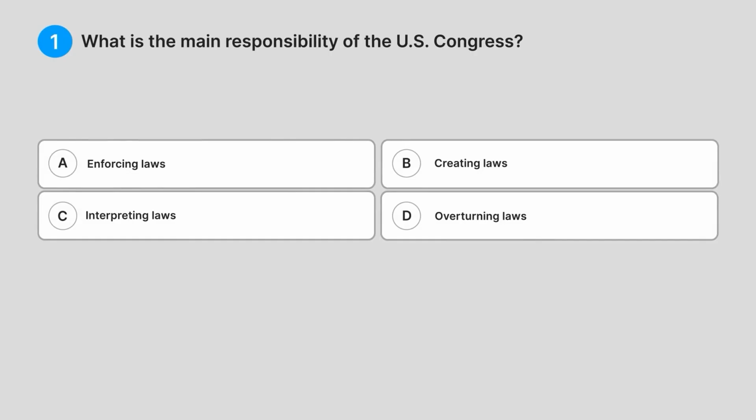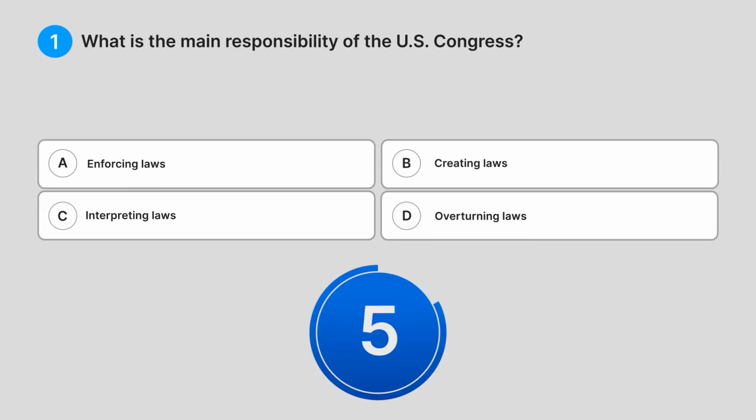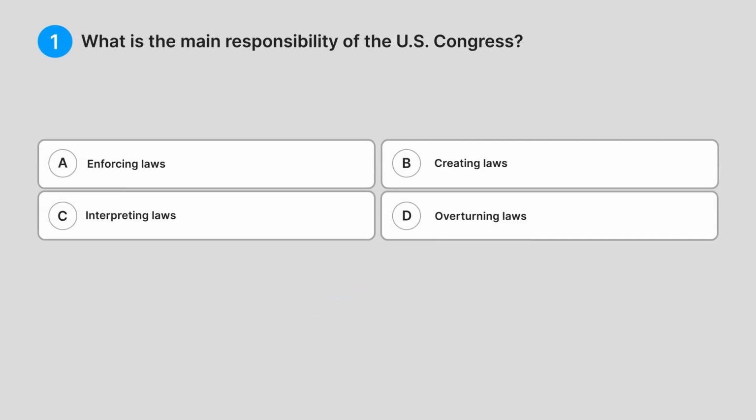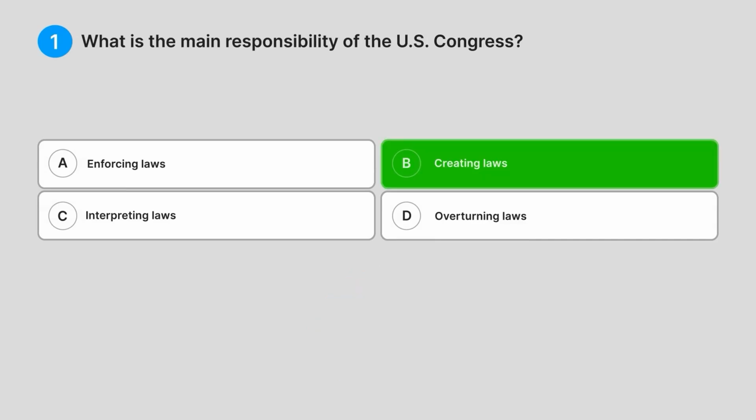1. What is the main responsibility of the US Congress? A. Enforcing laws. B. Creating laws. C. Interpreting laws. D. Overturning laws. What do you think is the answer? Correct answer. B. Creating laws.